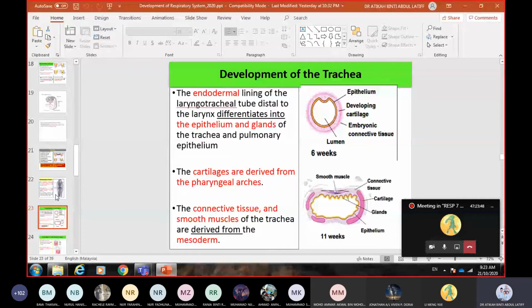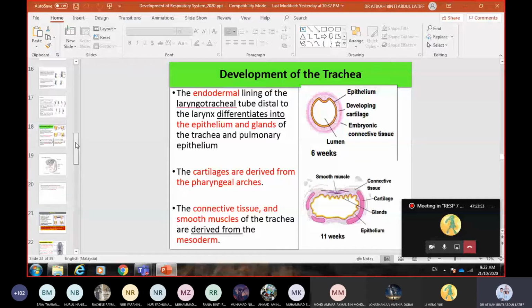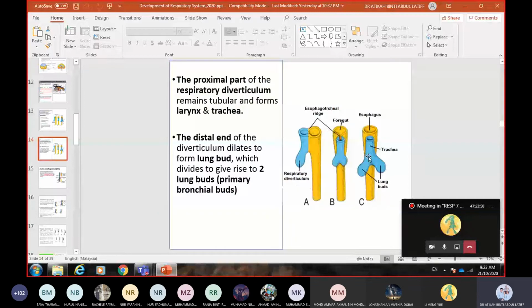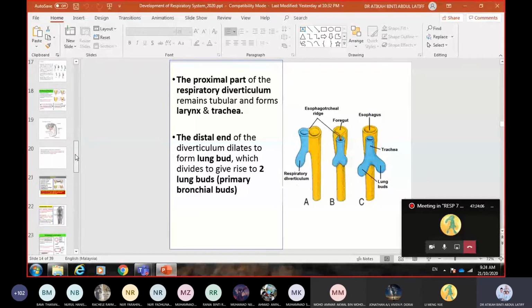Okay, so from now we move on to trachea. So it's basically from the same lung bud here, respiratory diverticulum. Okay, so again we talked about the larynx here, and now we move on to the trachea. So how is the trachea formed?